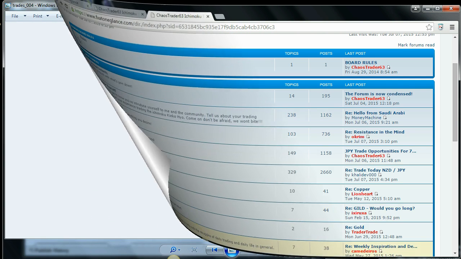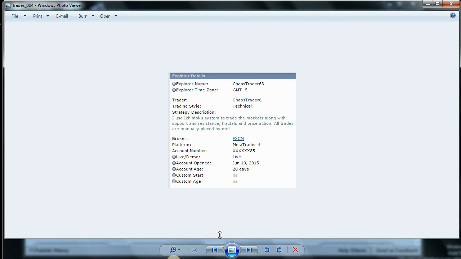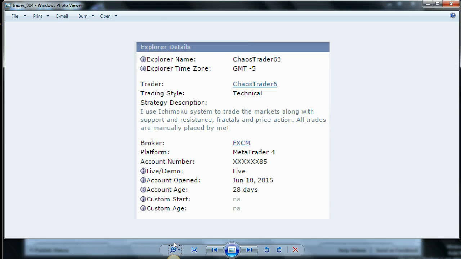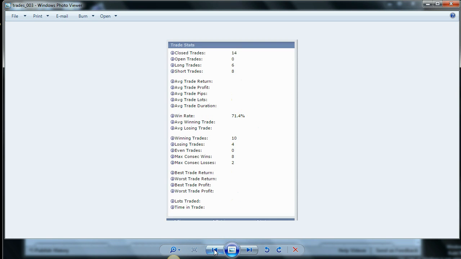Before I take you to the video, let me show you one last thing. I'm going to show you my trade results for the past month. I opened up this Trade Explorer on June 10th. You can see here that this is me, and it's a live trading account. Not the account, but I opened this Trade Explorer so that you could see my results here, and it's 28 days old since the trades have been taking place. And here are my results.